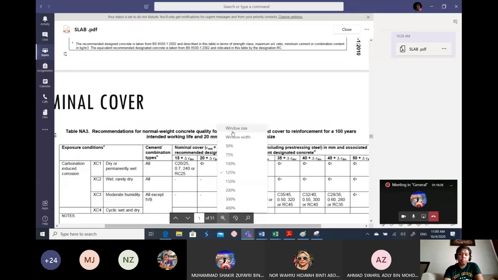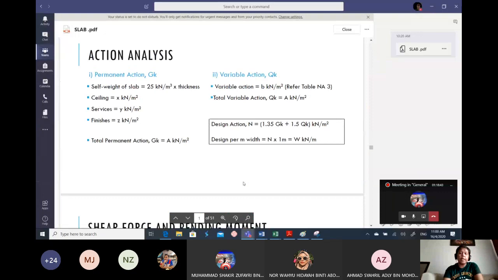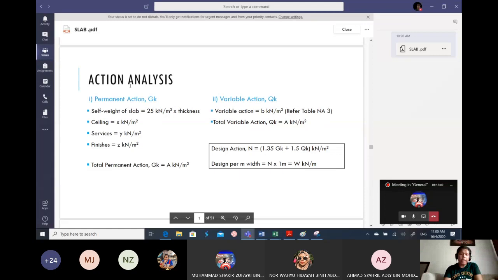Okay, and then for the action analysis, untuk slab, dia ada permanent action and also variable action. Pertama, what are the element that will contribute to the permanent action? For example, adalah sulfate. Kita darabkan dengan dia punya thickness sahaja. And then kita ada shielding, services, finishes. Finishes macam tile, cement render, dan sebagainya lah. Itu adalah semua kita punya permanent action.